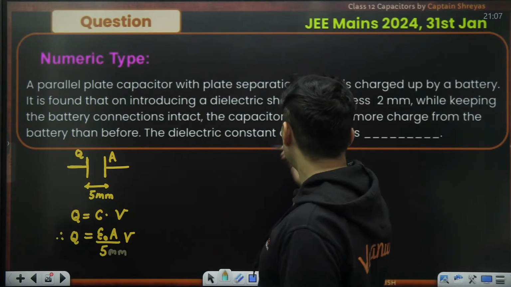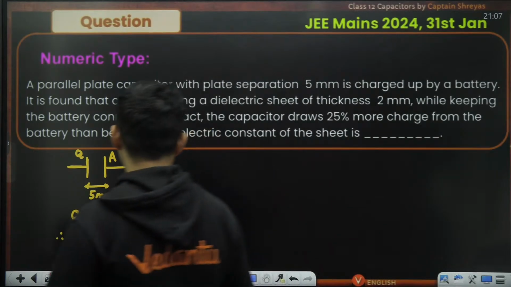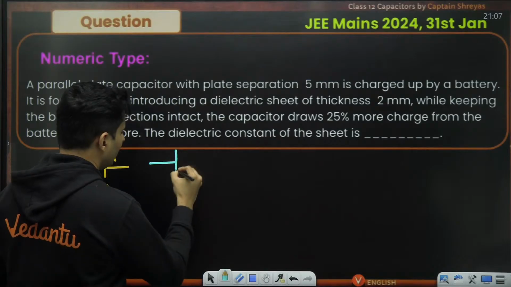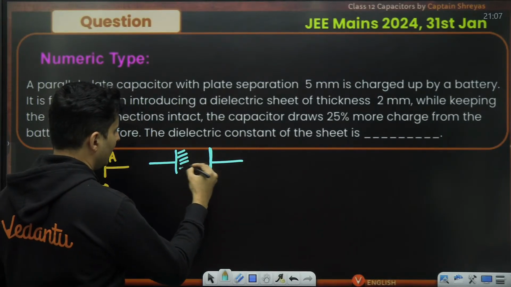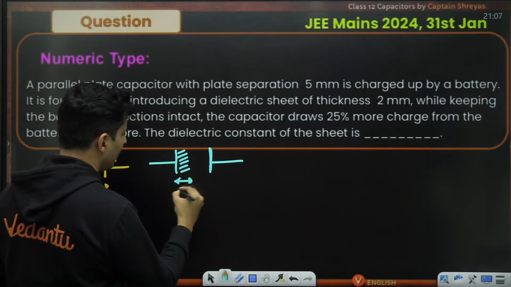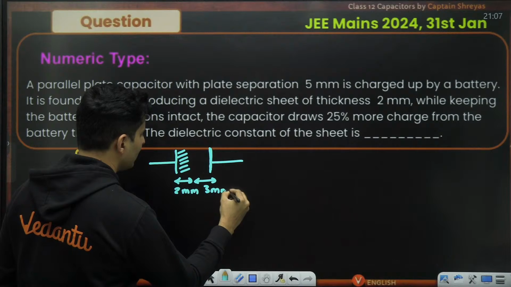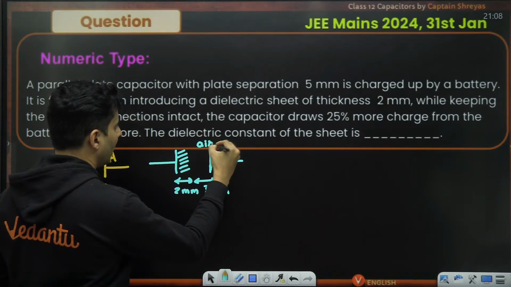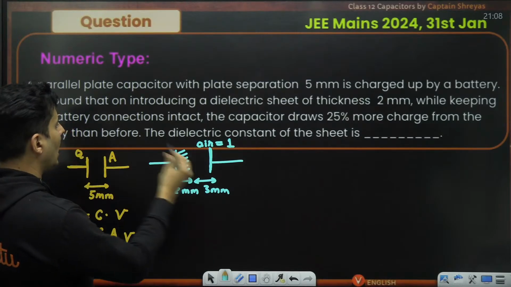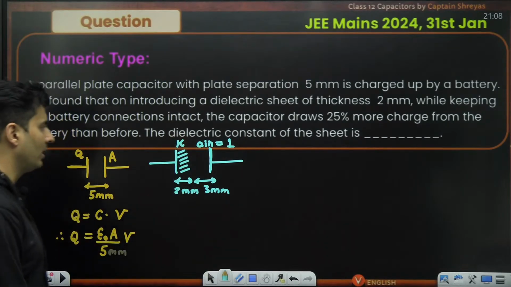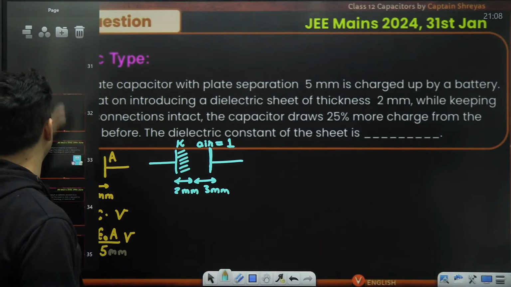In the second scenario, you are placing a sheet of thickness 2 millimeters. That means in that capacitor there is a dielectric medium for only 2 millimeters, whereas for the remaining 3 millimeters there is air, and air has a dielectric constant of 1. This sheet has a dielectric constant that I don't know, and that is what I have to figure out. This is just like using the formula which I gave you earlier.